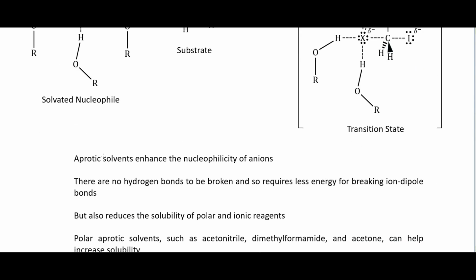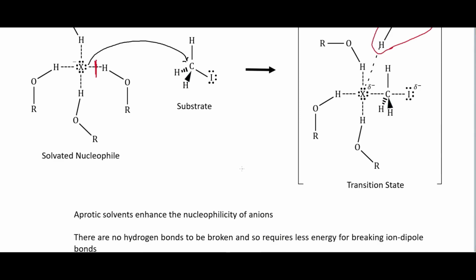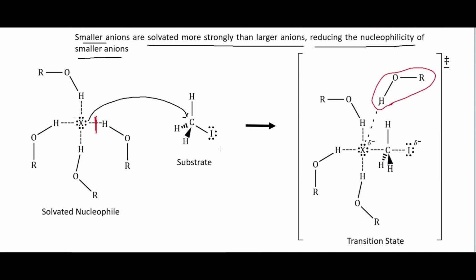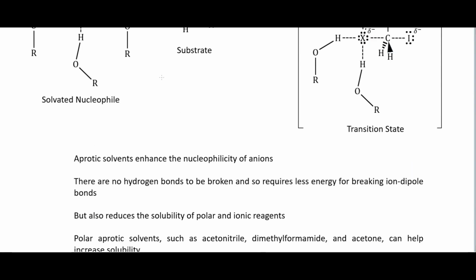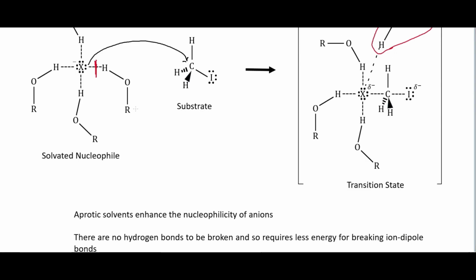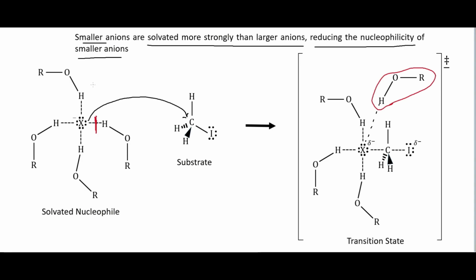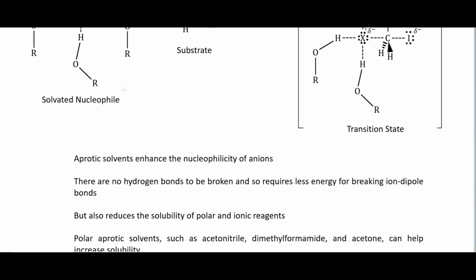All right, so aprotic solvents can enhance the nucleophilicity of anions, and that's because even if we have a large anion in a protic solvent, it's still going to be solvated. So you still have to break these ion dipole bonds between your nucleophile and the solvent. And so if we have an aprotic solvent, you're not going to have as strong of these ion dipole bonds.